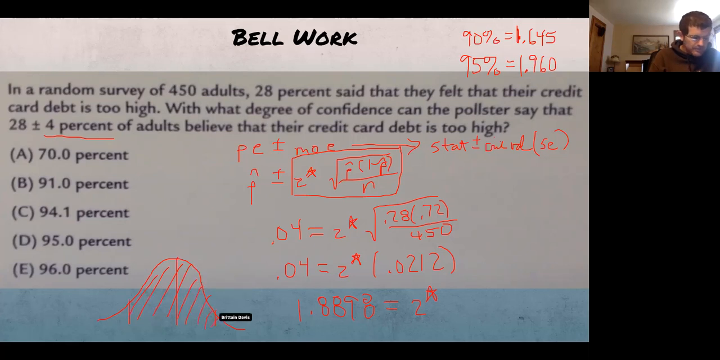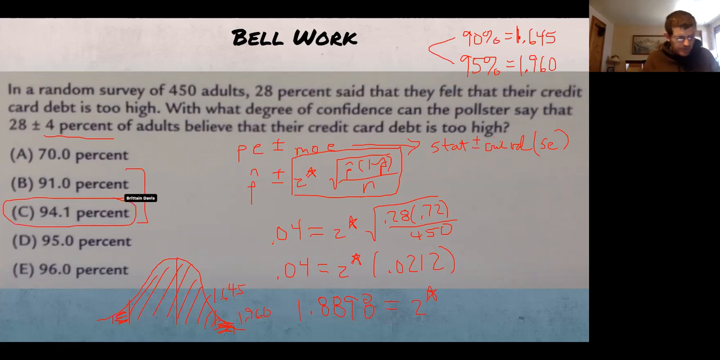All right, now 95% would push us even further, maybe to right here. And then we get this extra little bit right here that would push us up to 95%. So these are our critical values. I just showed the positive ones, 1.645, and this is 1.960. So 1.8898 is going to be somewhere in between those two. So I know it's going to be between 90 and 95%. My only two options are these two, and the answer is 94.1%.